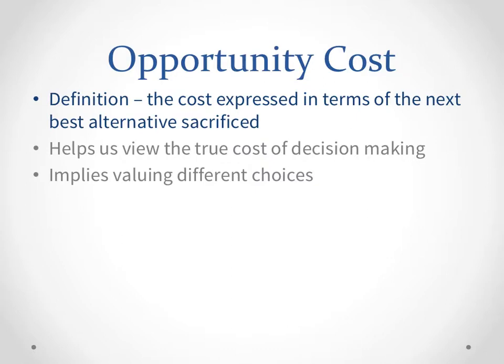If you remember from the previous lesson, opportunity cost is the cost expressed in terms of the next best alternative sacrificed. It helps us view the true cost of decision-making and implies valuing different choices. The PPF model addresses the question of what combinations of two types of output can be produced. The answer depends on the amount of resources, technology, and time available.